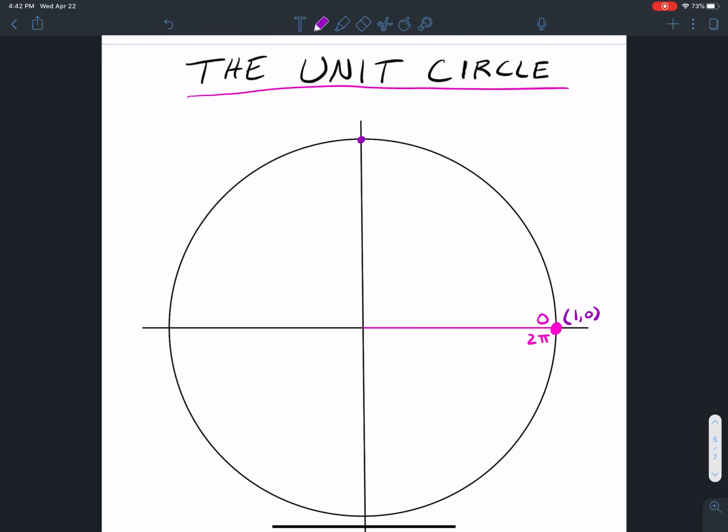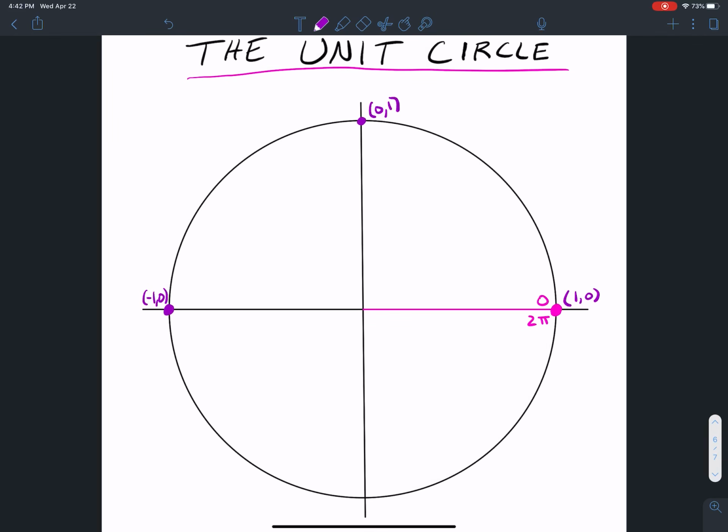Okay, so that's the point right there for that first point on the unit circle. This point up here is 0 comma 1. Okay, this value here is negative 1 comma 0, and then this point down here is 0 comma negative 1. So those are all the quadrantal points, all right, located on the x and y axes.